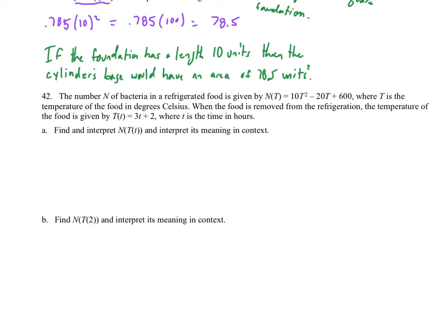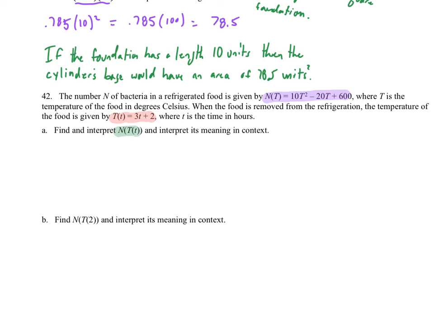So, all right, another composition of function application. Again, we've got some bacteria and food given by this. The number of bacteria based on the temperature of the food, so N of T. When the food is removed from the refrigeration, the temperature of the food is given by T of t, so that's a little weird, but the big T being temperature, the little t being time. So I've got a function that's talking about the number of bacteria based on its temperature. We've got another function talking about the temperature of the food based on how much time it's been out of the refrigerator. And they want me to find N of T.